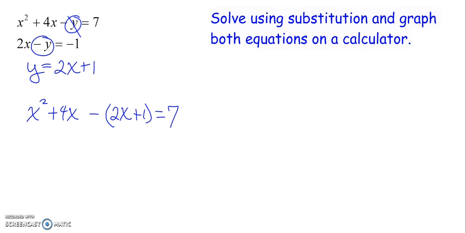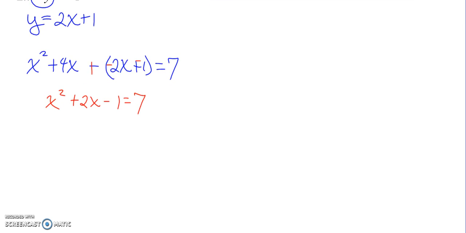So we would need to do a little bit of distributing that negative sign first, and combine some like terms. I have x squared plus 2x minus 1 equals 7. And again, I see a trinomial. The problem is that trinomial is not set equal to 0. So let's set it equal to 0. x squared plus 2x minus 8 equals 0.